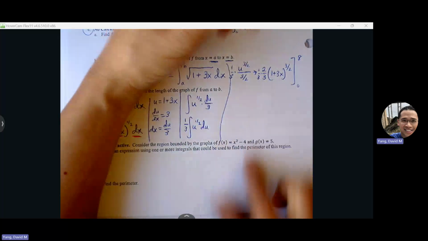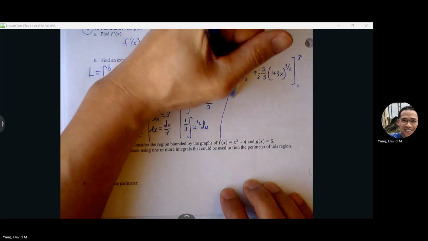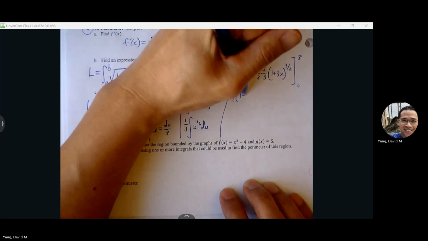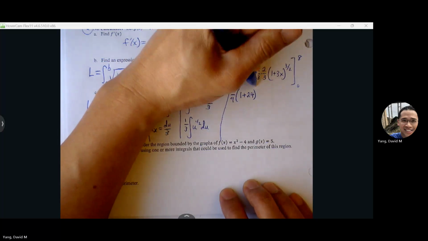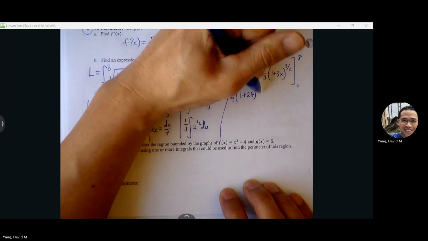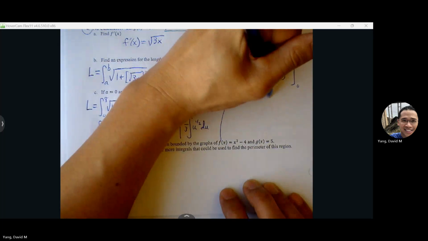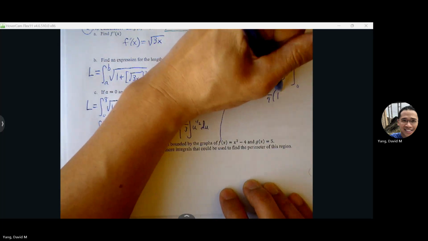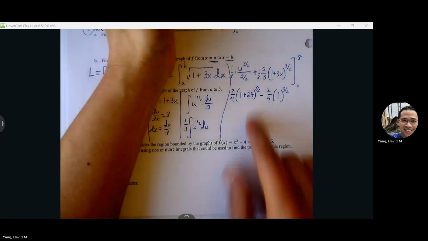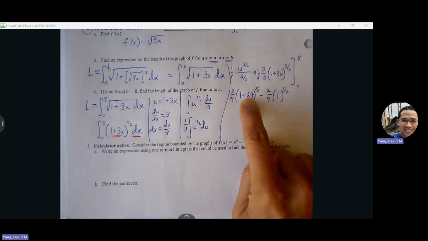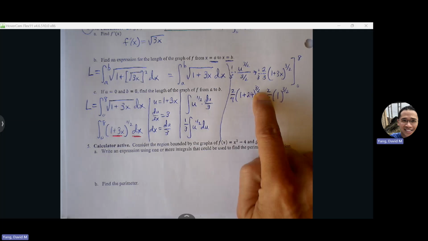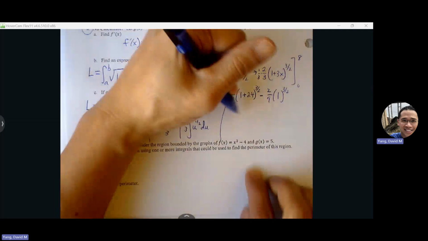Okay, so now we can plug in our upper and lower bound. One plus 24 is 25. That 2 there indicates square root. So square root of 25 is 5.